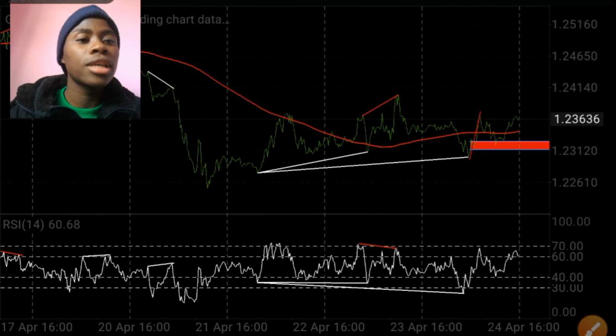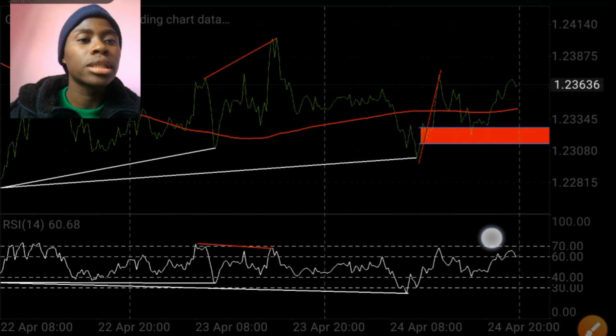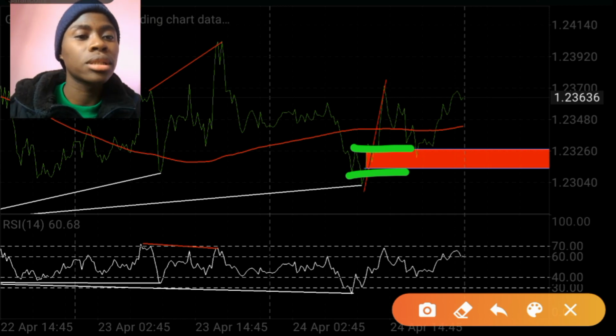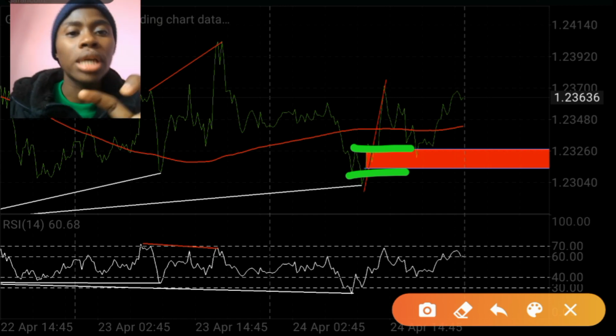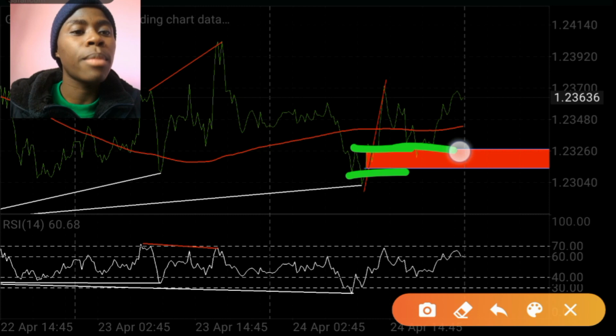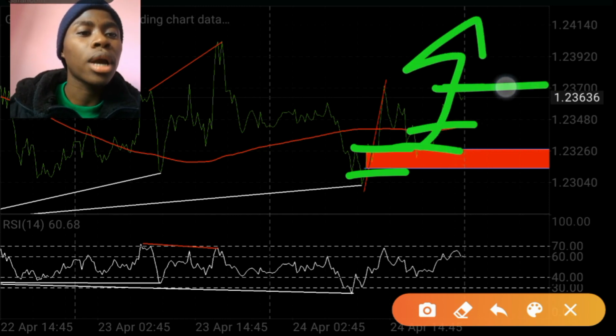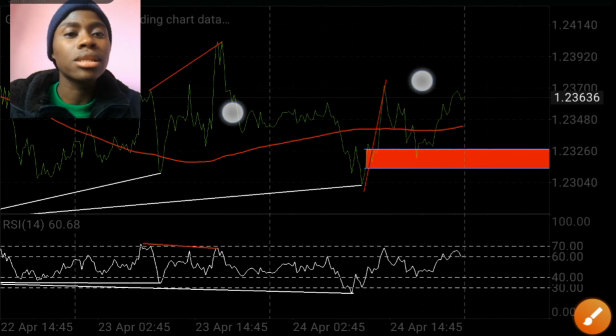As you can see here, I have my Fibonacci, which has the 61.8 and the 78.6, one of the Fibonacci numbers. Then I just buy right here, and boom, I keep going and I keep on cashing in. That is my entry strategy.